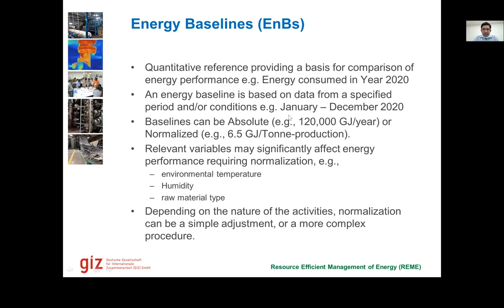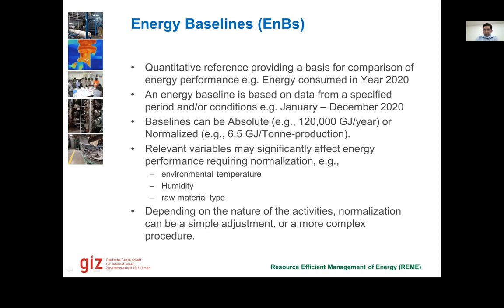And these baselines can be absolute. So for example, we could say that we consume 120,000 gigajoules of energy per year. This is an absolute value, but we can also normalize it, so that we can compare it with production quantity. So if we have more production, we have more energy consumption. If we have lower production, we have lower energy consumption. So that is how we can normalize them as well.